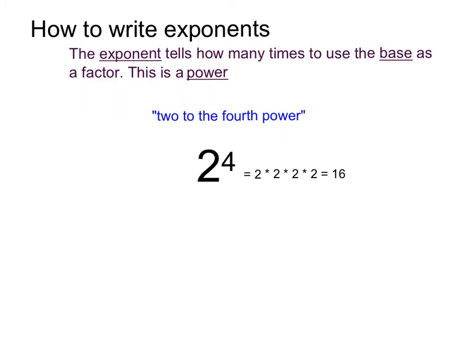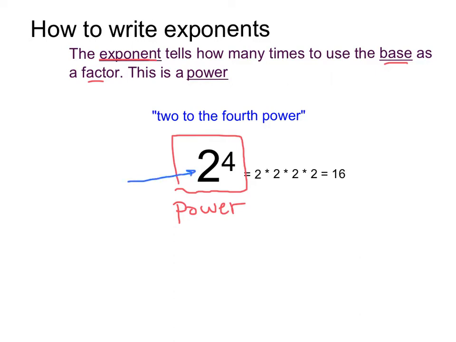So the first thing is we need to talk about how we actually write exponents. The exponent tells how many times to use the base as a factor, and we know what a factor is, and this is what we call a power. So we need to look at each one of these things. This whole thing right here, this entire thing, is what we call a power. Now it's commonly referred to as an exponent, but it's technically not an exponent. That whole thing is a power, and it has different pieces.